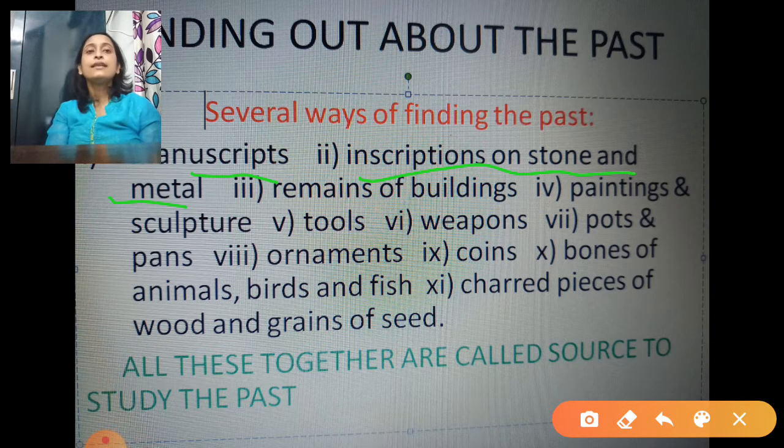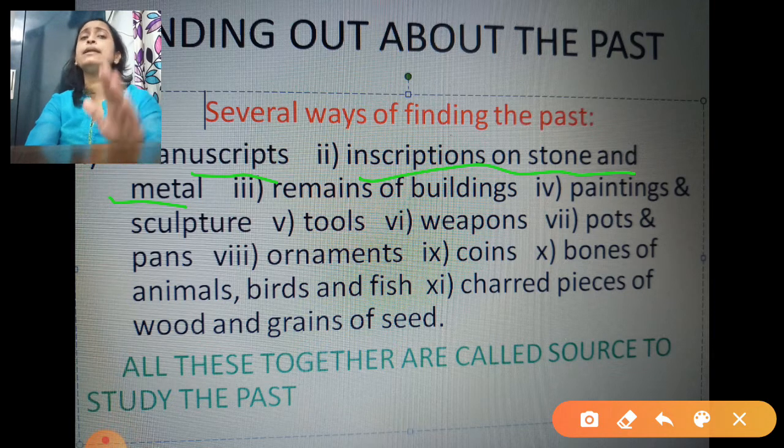And when it comes to inscriptions, of course, inscriptions survive longer. Manuscripts were written on very soft surfaces, and over the years they were eaten by insects. But inscriptions, since they were written on hard surfaces, survive for a longer time.